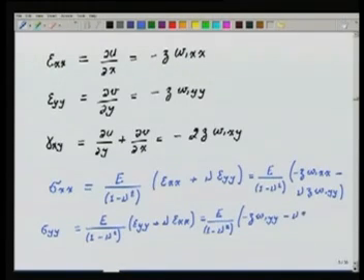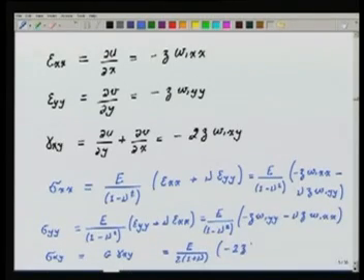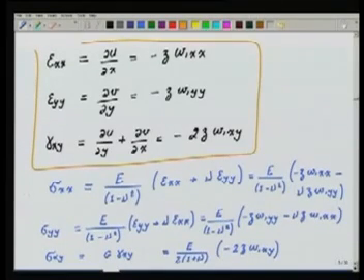and sigma xy, which is sometimes written as tau xy, is equal to g into gamma xy. This is equal to E by 2 into 1 plus nu into minus 2z w comma xy. So we have the state of strain and the state of stress for this problem known to us.